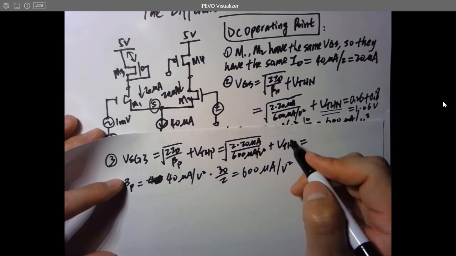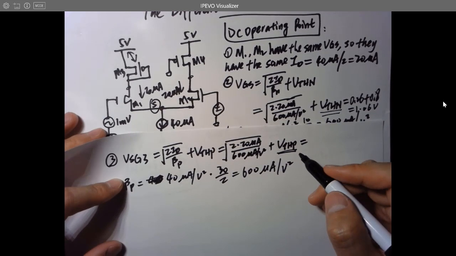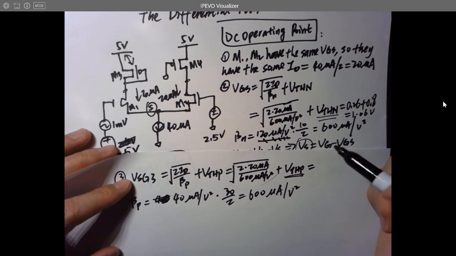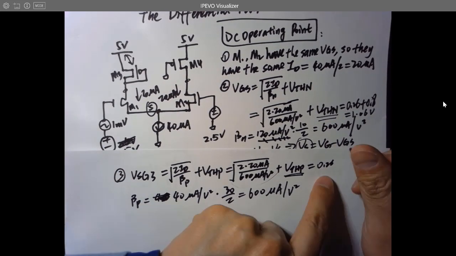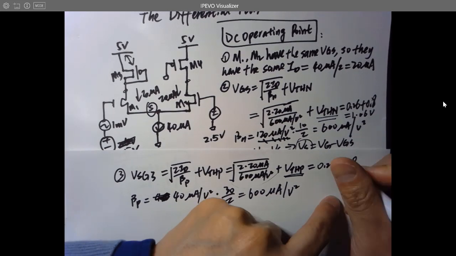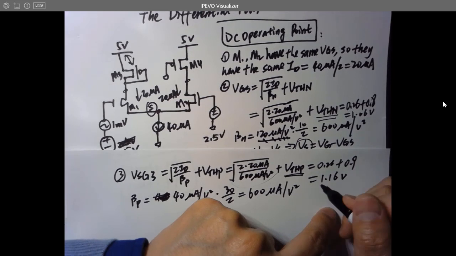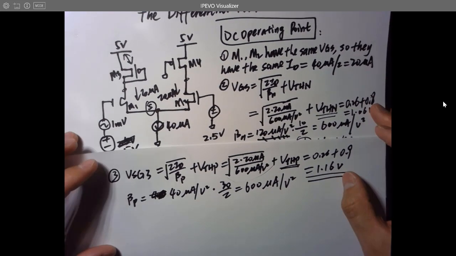So what is this? Because the threshold voltage for the PMOS right now is 0.9 volts in the model file, but we know this one is the same value. It's going to be 0.26, just copy it over here, plus 0.9, which is 1.16 volts. Okay, a little bit higher. So that's VSG.